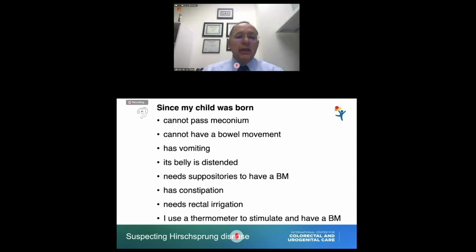The patient is not having bowel movement, he cannot pass meconium, is vomiting, the belly is distended. You need to do something to stimulate the rectum and the anus to provoke a bowel movement. All these clinical features may or should make you suspect Hirschsprung disease.